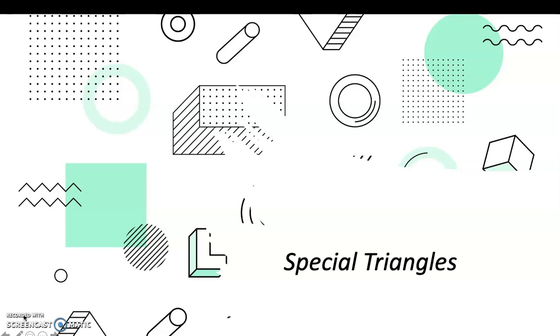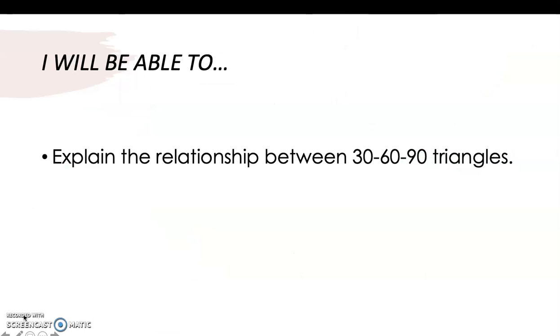So today we are going to be looking at special triangles, special right triangles. This is going to lead us into a whole unit about right triangles. But we're going to start off kind of simple with these triangles that have some special rules. After today, I will be able to explain the relationship between 30, 60, 90 triangles. This will include being able to explain the ratios and how to find different side lengths of a 30, 60, 90 triangle.